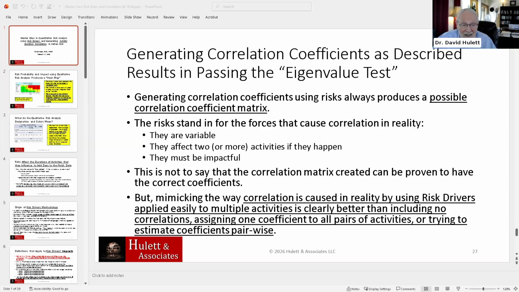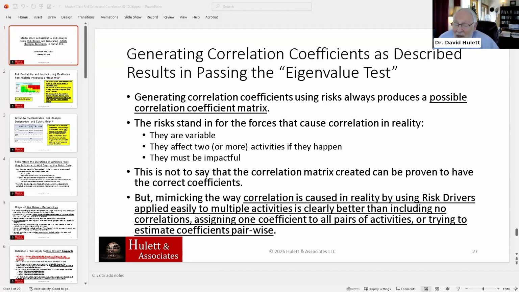what is the eigenvalue test? I think what it says is that the correlation coefficient matrix has to be positive semi-definite. And now I promise you, I don't know what I just said, but I think what that means is that it can't have negative eigenvalues, and I think eigenvalues are determinants. And this is because of the nature of a correlation coefficient matrix.